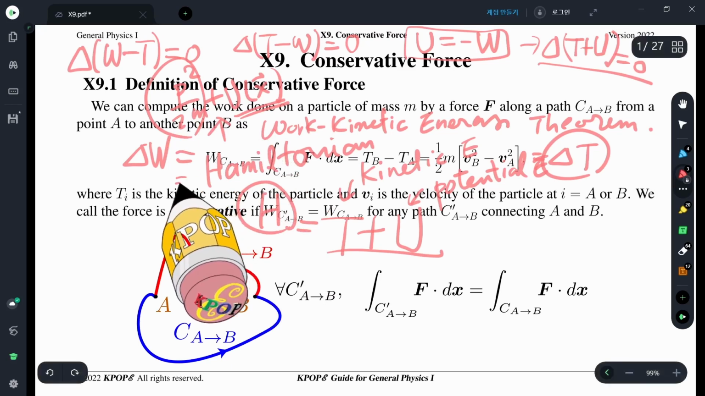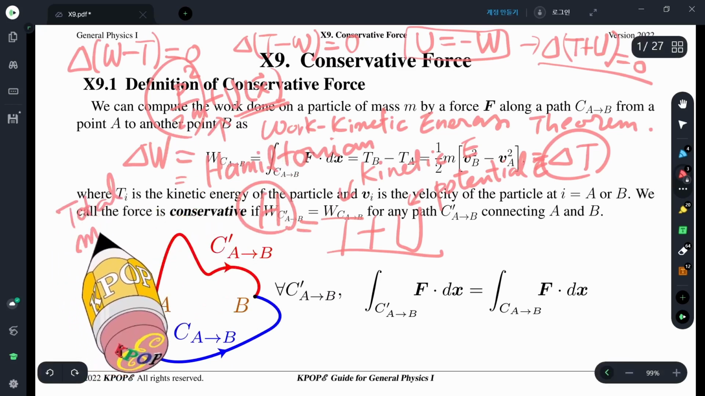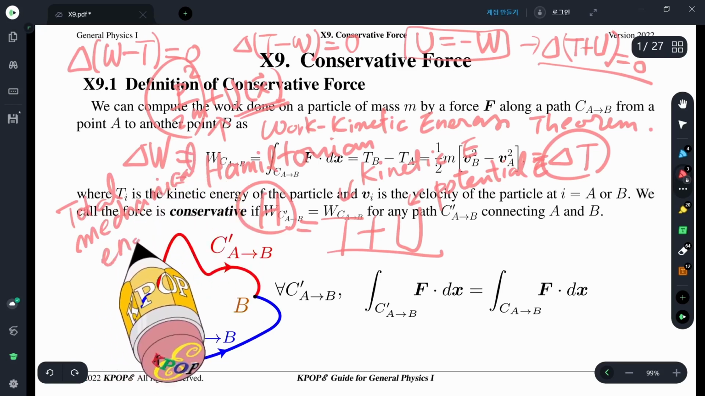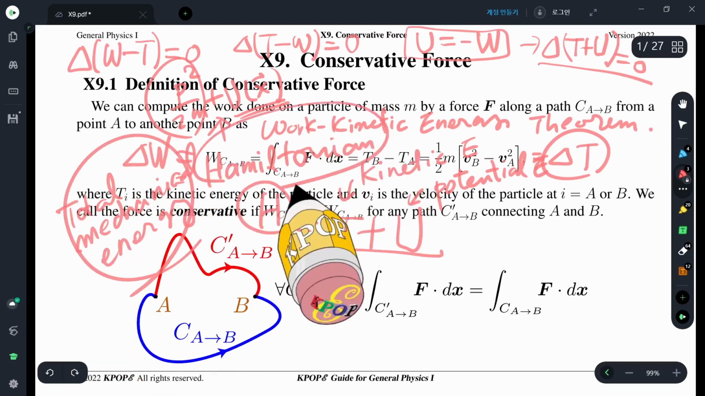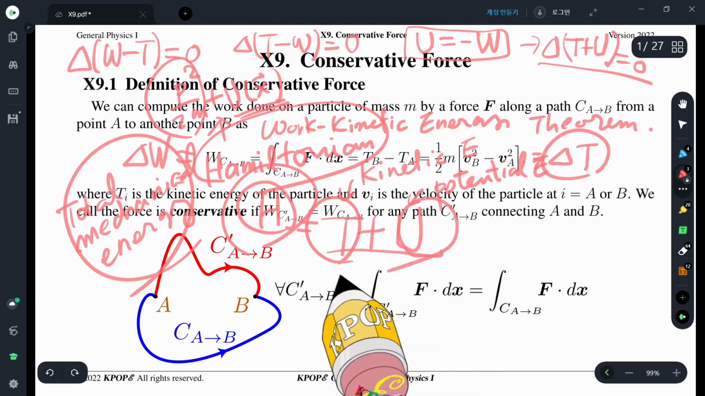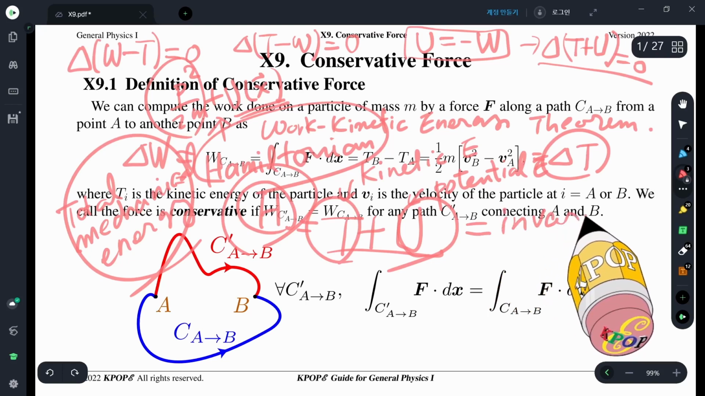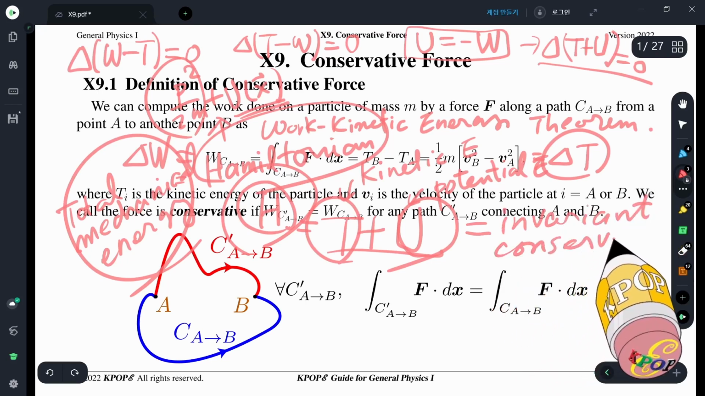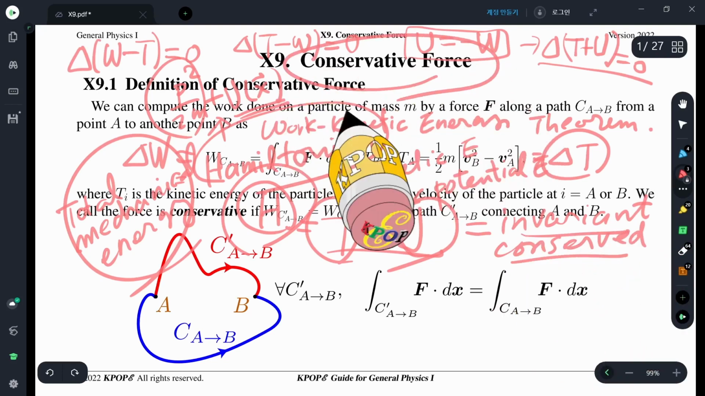The Hamiltonian is called the total mechanical energy. Total mechanical energy is the Hamiltonian. Hamiltonian is the kinetic energy plus potential energy. This is invariant. So conserved. That's the reason why we study conservative force.